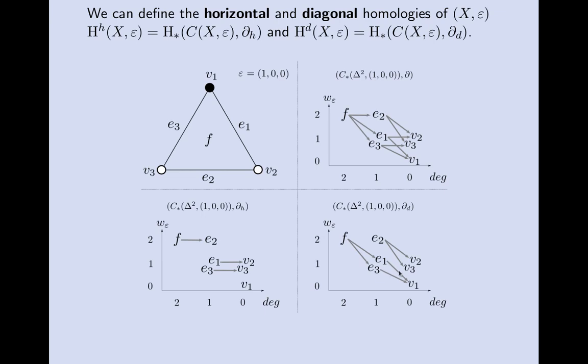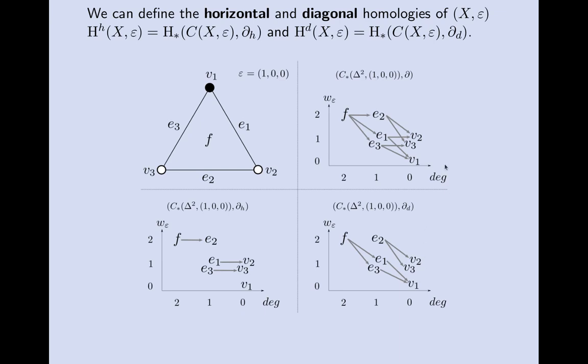Of course, we can obtain the diagonal homology in the dual way by just deleting all the horizontal arrows. In this case we have a square here, but the square again is acyclic, so the homology is generated in this case by either V2 or V3 in bidegree (0, 1). So we see that the two homologies are different.